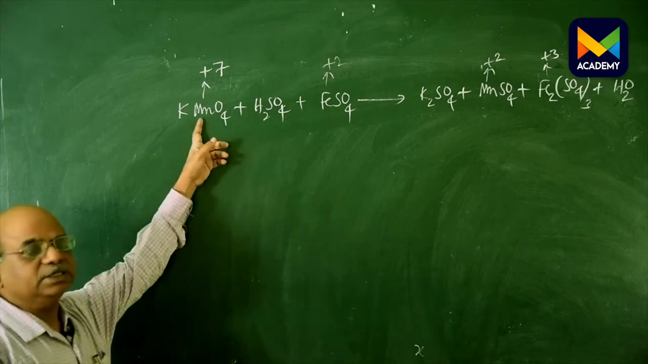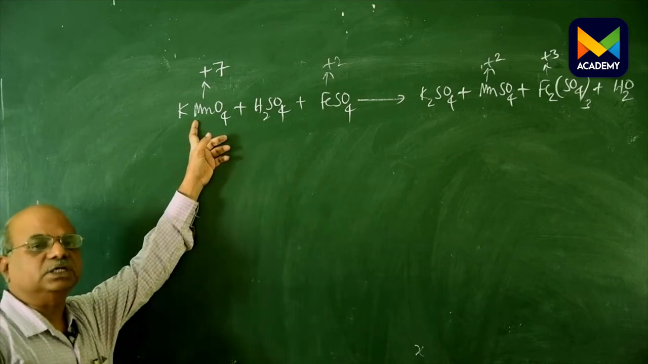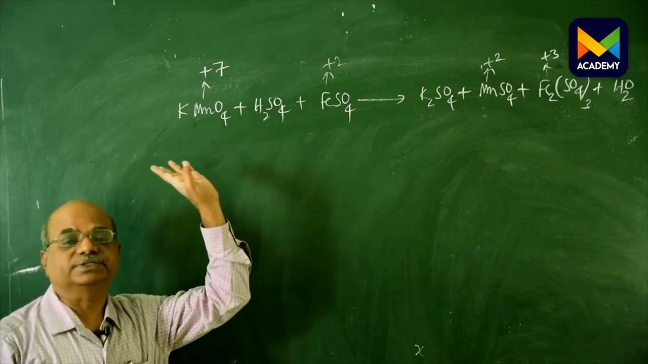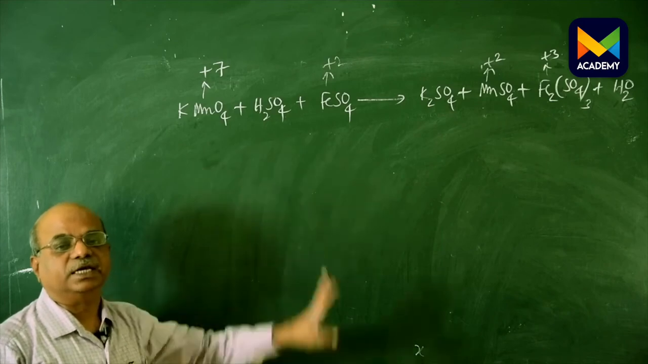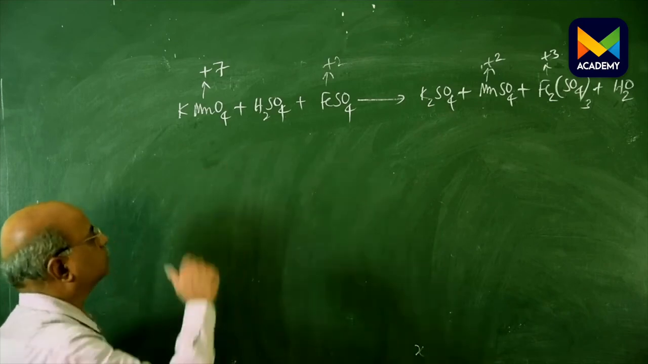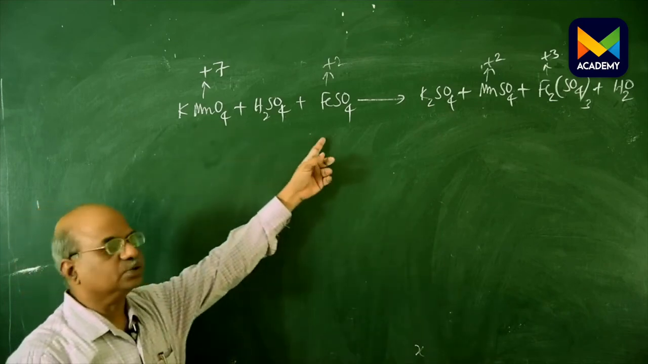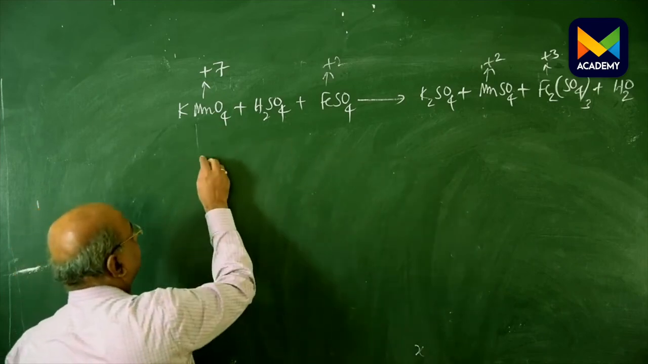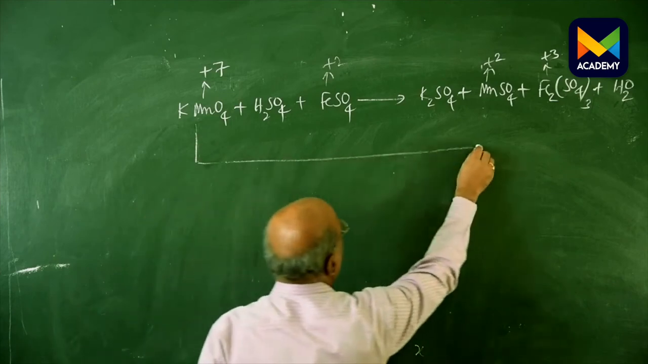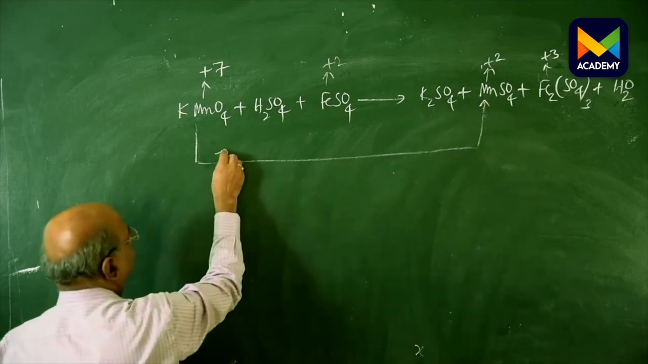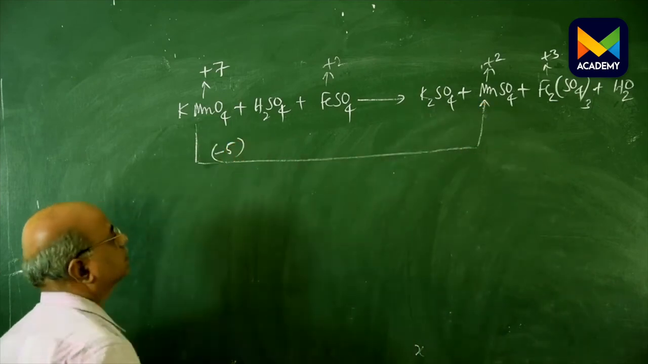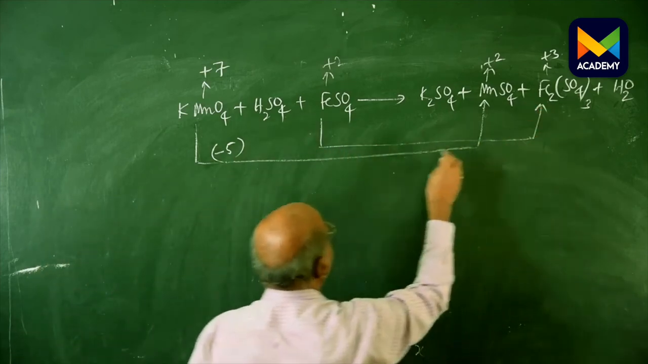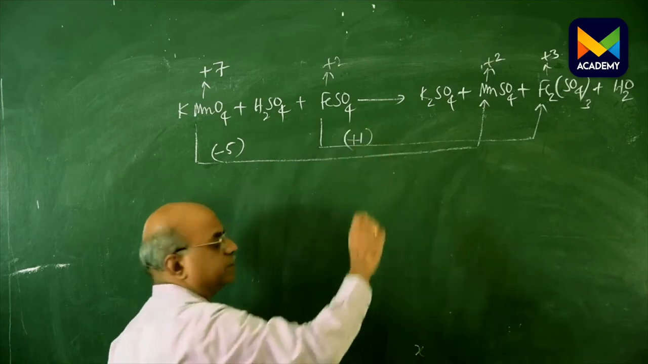If the number of atoms changing the oxidation state in the reactant side is more than 1, as many times you have to multiply the change in oxidation state, so that we get the correct mole ratio there. Here there is no such problem because this is one atom only, this is also one atom. Right side atom's number is unimportant for us. Now from the manganese point of view, plus 7 changes to plus 2, therefore decreases by 5 units. And from the iron point of view, plus 2 becomes plus 3, so increases by 1 unit.